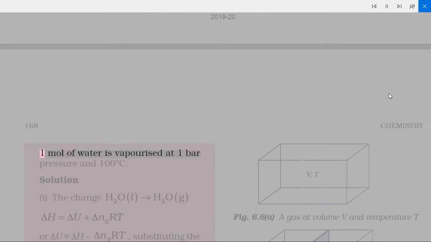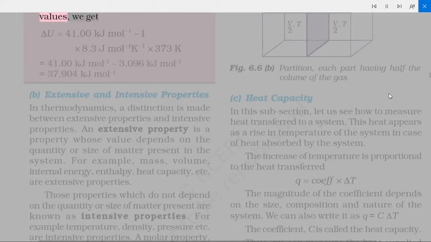Solution: the change taking place is H2O(l) goes to H2O(g). ΔH is equal to ΔU plus Δng RT, or ΔU is equal to ΔH minus Δng RT. Substituting the values, we get ΔU is equal to 41.00 kJ mol⁻¹ minus 1 times 8.3 J mol⁻¹ K⁻¹ times 373 K, which is equal to 41.00 kJ mol⁻¹ minus 3.096 kJ mol⁻¹, which is equal to 37.904 kJ mol⁻¹.